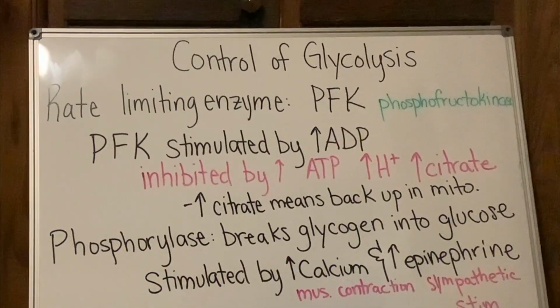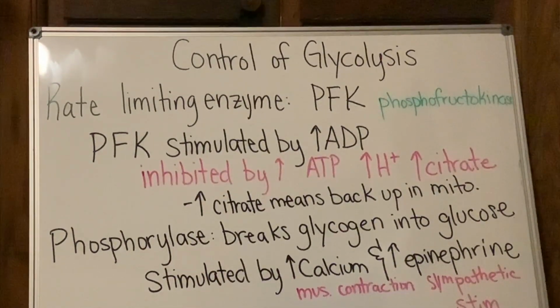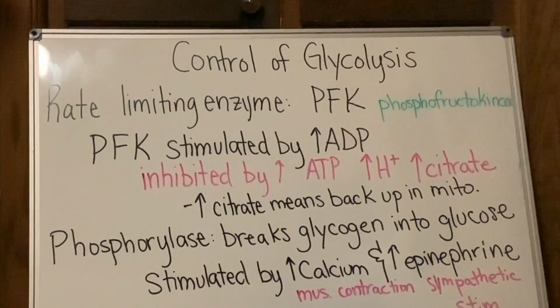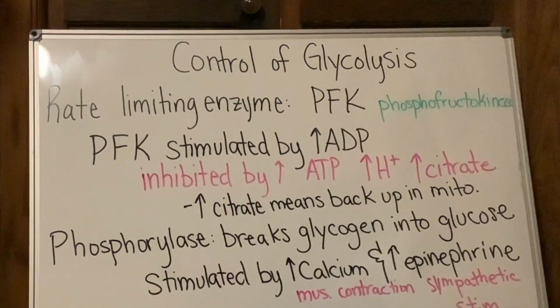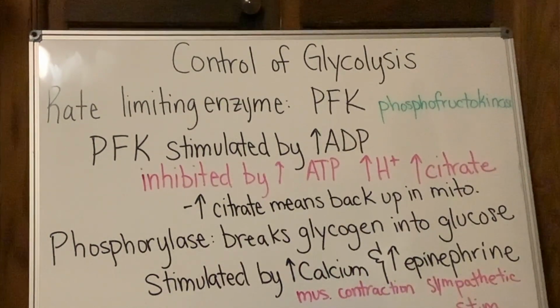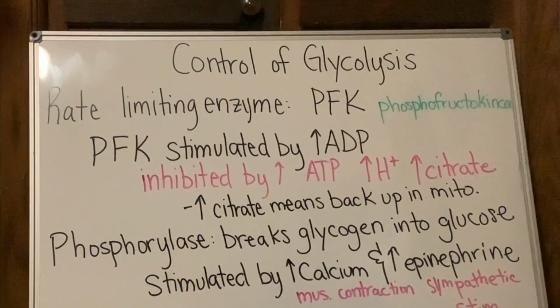Understanding how we control the rate of glycolysis is an important topic for exercise physiologists. The rate-limiting enzyme is phosphofructokinase, which is found during the investment stage of glycolysis.